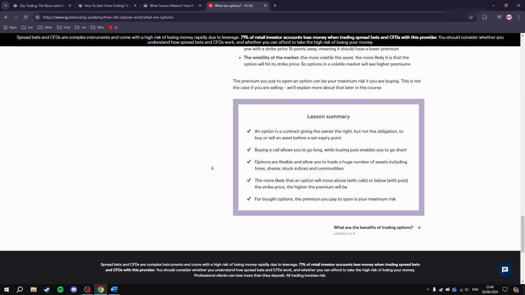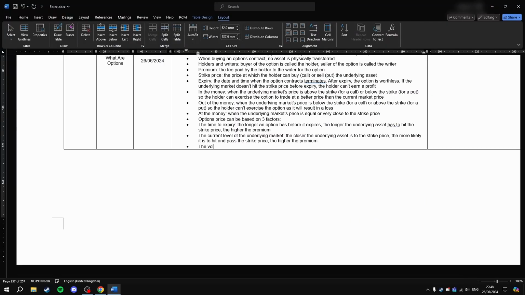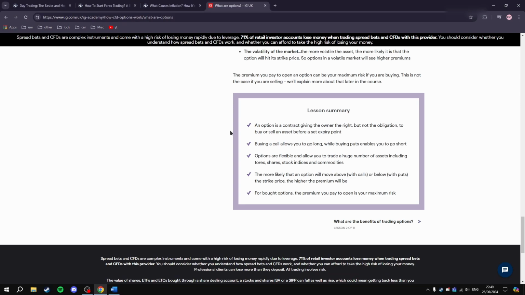The volatility of the market. The more volatile the asset, the more likely it is that the option will hit its strike price. So options in a volatile market will see higher premiums.